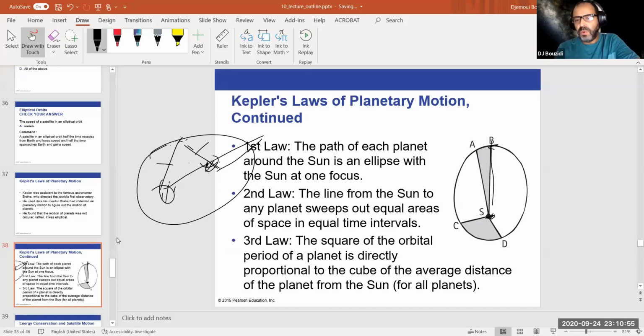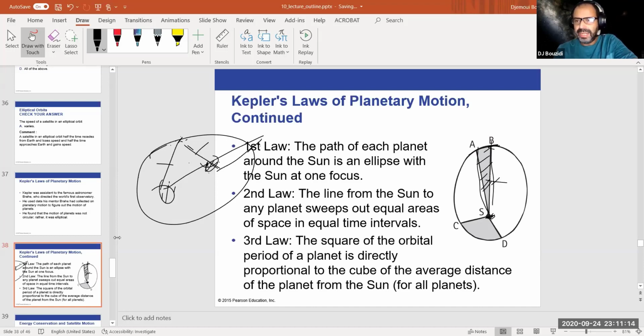The planet will move from B to A or A to B. Let's take it from A to B. Let's say, for example, it was at A, then it will have moved to B. It's a small distance, isn't it? So it will sweep this area, okay? I calculate the area, I find how many meters squared there is, okay?